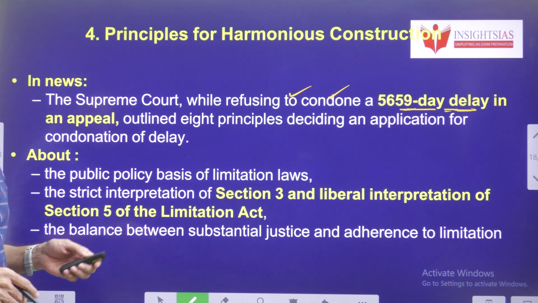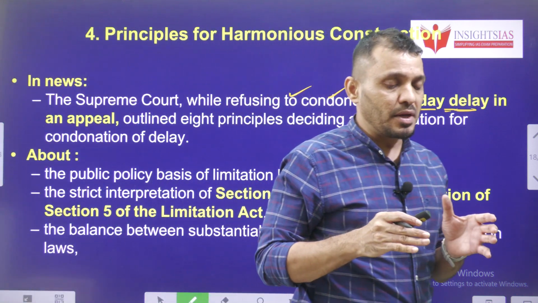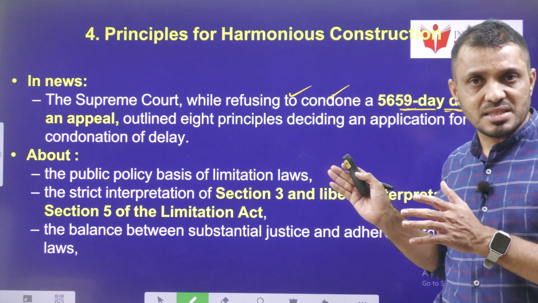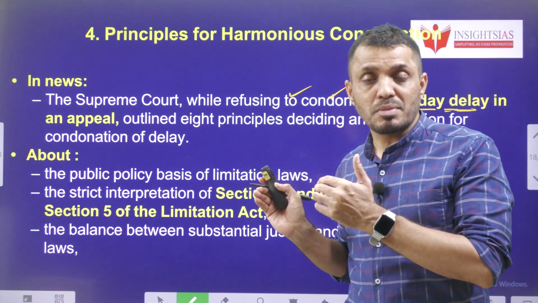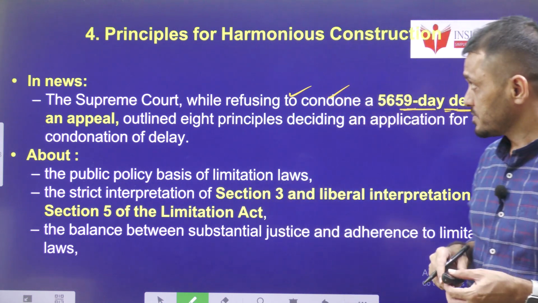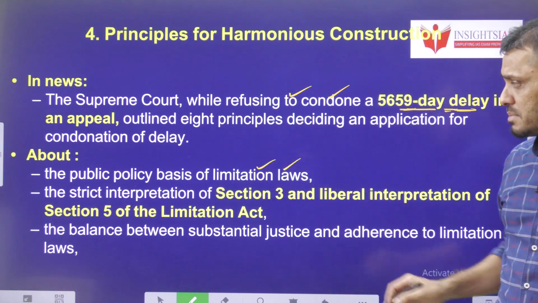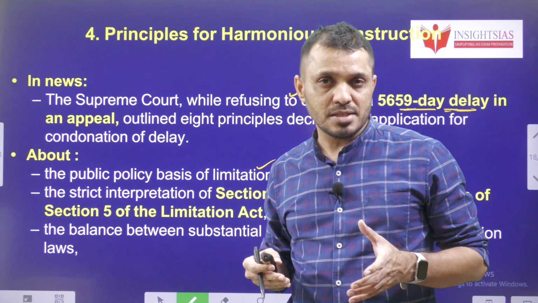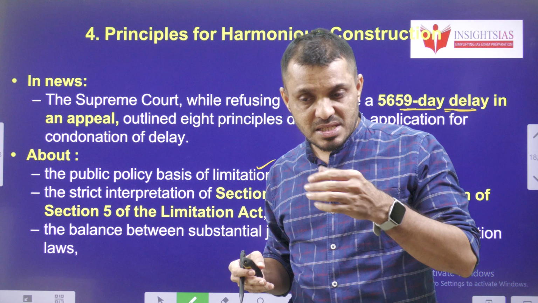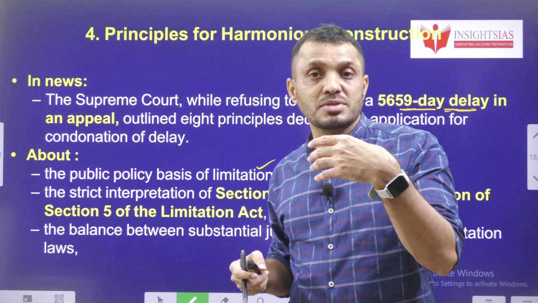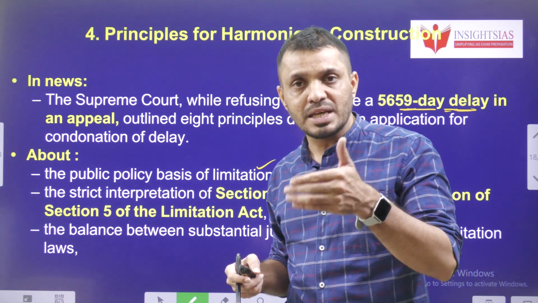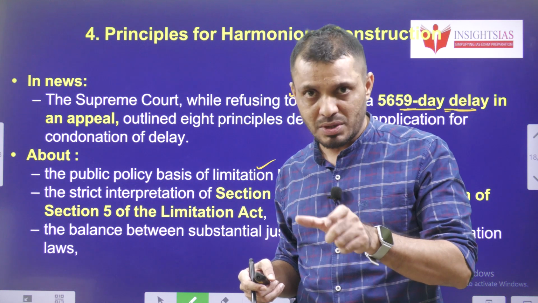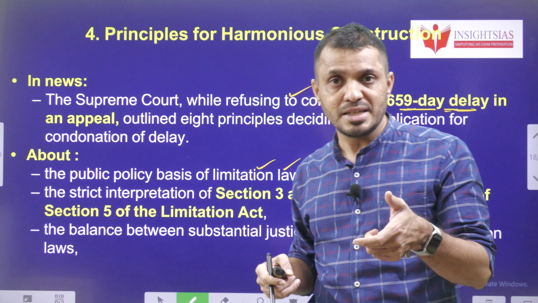Now, generally there is a certain time limit. When you get a judgment, to appeal against it you have a certain time limit, which is known as the limitation period. The Supreme Court did not just criticize the delay, but while giving the judgment it outlined certain principles, namely the public policy basis of limitation laws. For example, if someone gives you a promissory note, the limitation period is 3 years. That means if someone promises to pay the money they owe you by a certain date and writes a promissory note, and they do not pay, you have to file a case within 3 years of the promissory note. After the 3 years, the promissory note is invalid. That is known as the limitation period.